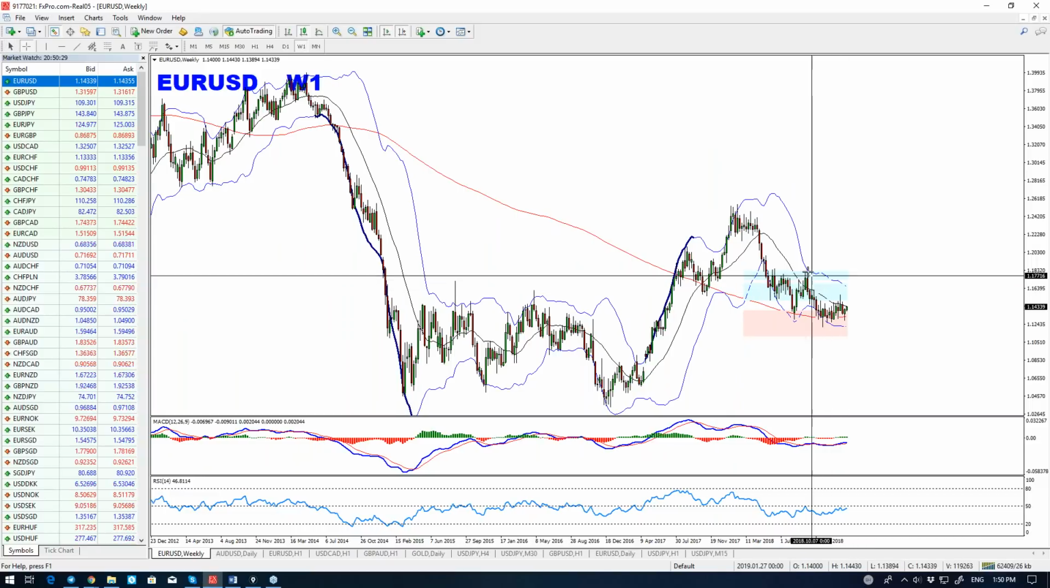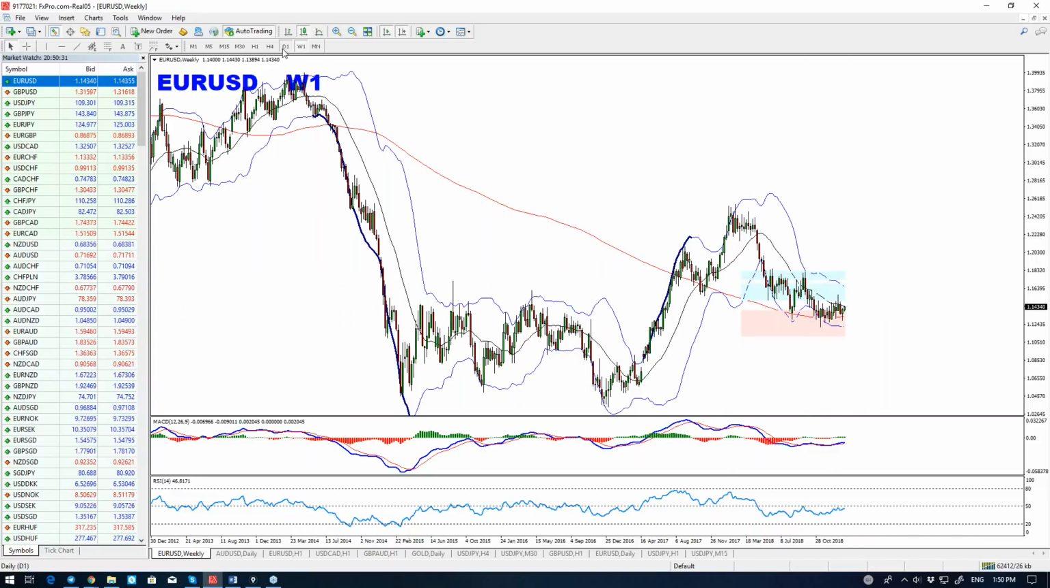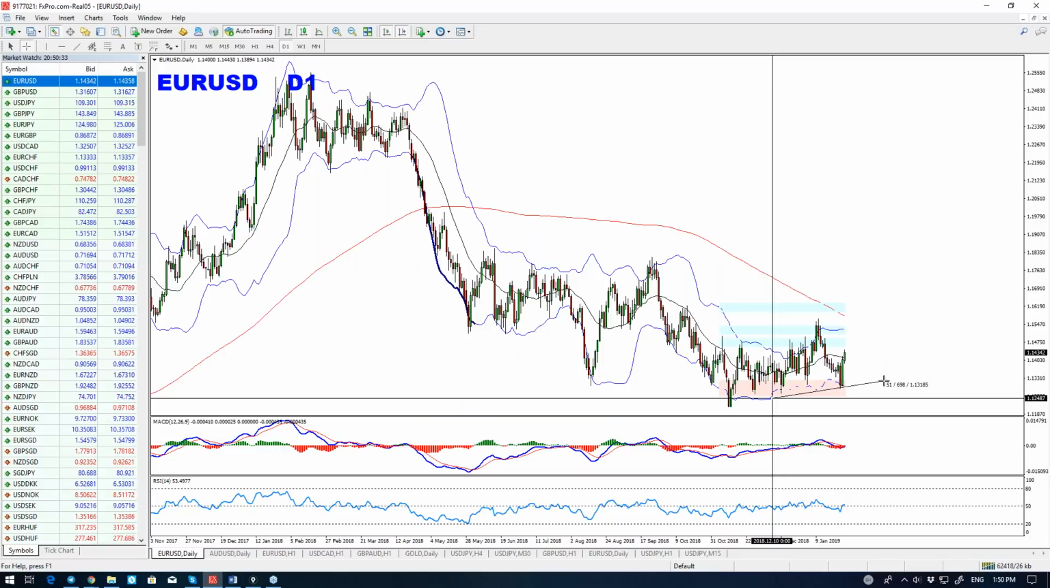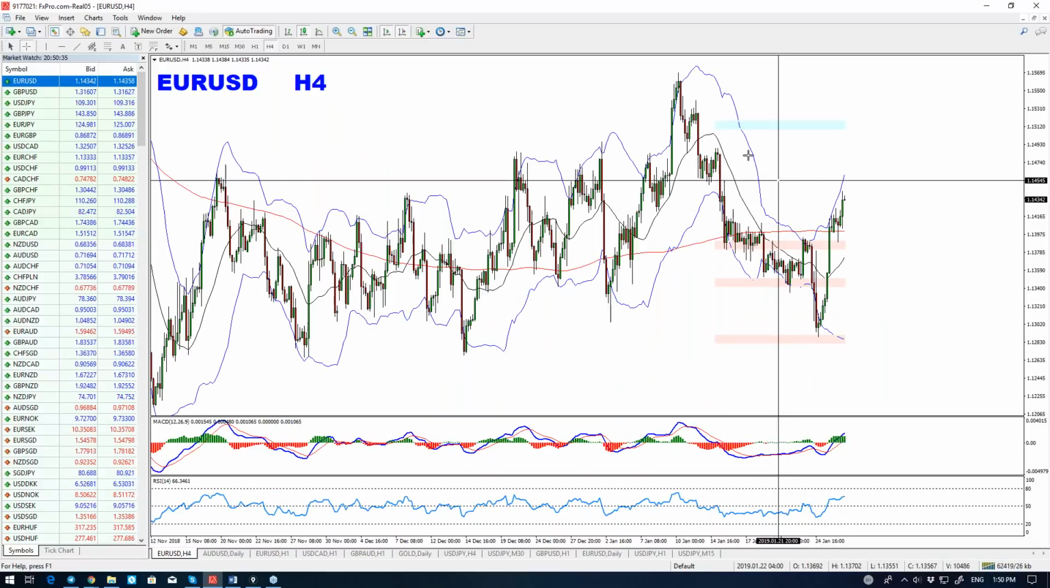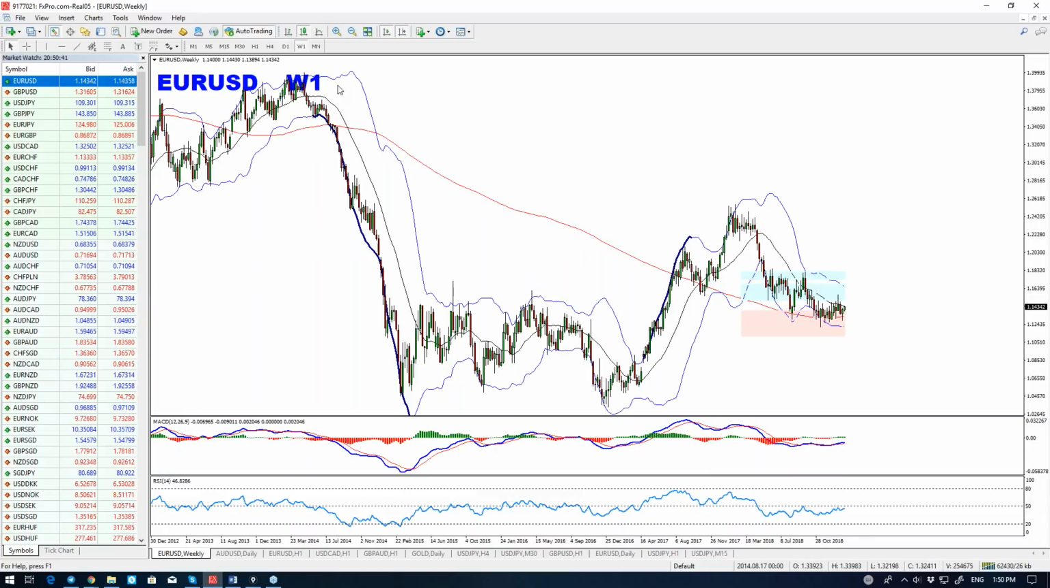Weekly last divergence became bearish hidden, ticked. Daily last divergence is bullish hidden. 4-hour chart bearish hidden. Complete salad. For me, it means an ignore, at least for today. Nothing clear to me. So we are moving to commodities.